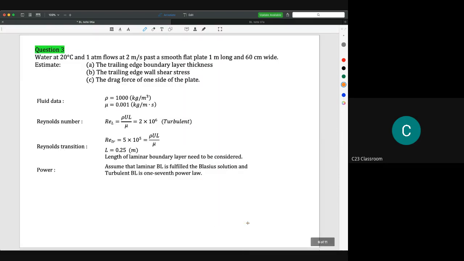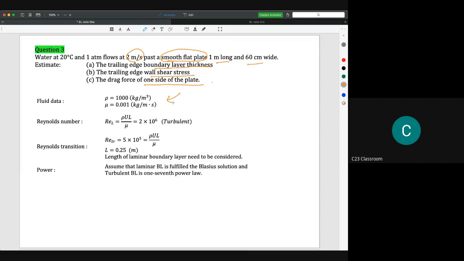So we go for question number 3. We have water at 20 degrees Celsius at 1 atm, flowing at 2 meters per second past a smooth flat plate, 1 meter long and 60 centimeters wide. We need to estimate the trailing edge boundary layer thickness, which is delta, the trailing edge wall shear stress, which is tau, and the drag force on one side of the plate. It is given that the fluid is water, the density is 1000 kilogram per meter cube, and mu is 0.001 kilogram per meter second.